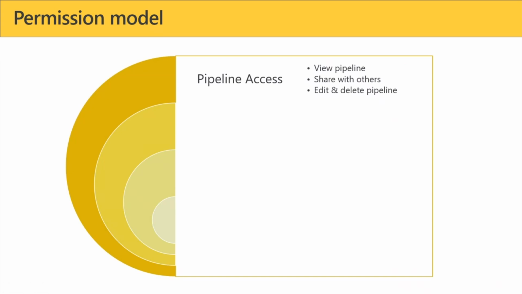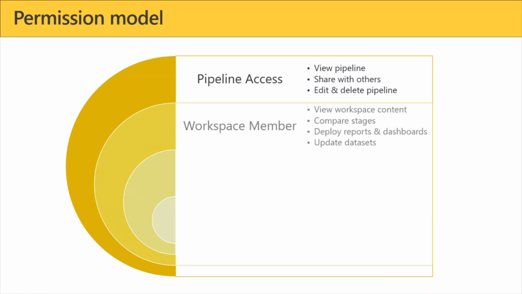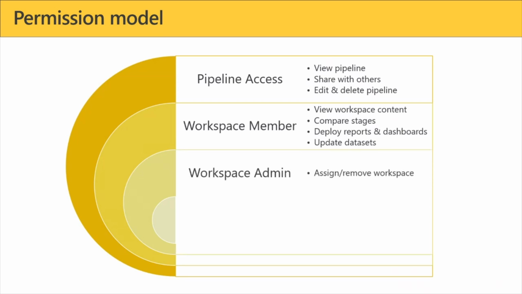If you have pipeline access, can you add a workspace? Maybe, but you have to have other workspace memberships. You have to be at least a member if you want to view workspace content. If you want to compare stages, you have to be a member in both. If you want to deploy reports, or update data sets, you have to have member or admin access as well. In order to add or remove a workspace from the pipeline, you have to be the workspace admin.